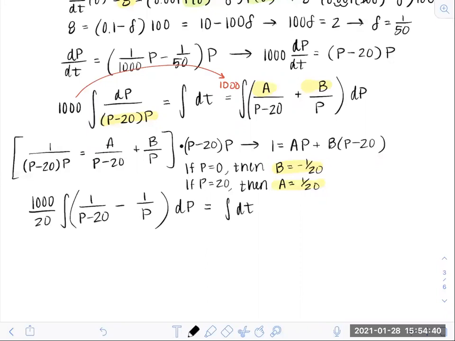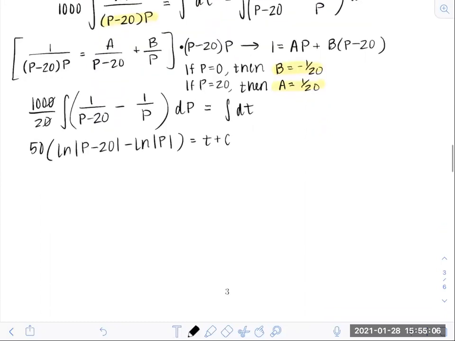So now that we have split up by way of partial fractions, we can go ahead and carry out the integration. 1000 divided by 20 is going to be 50. So I have 50 times the natural log of the absolute value of p minus 20 minus the natural log of the absolute value of p equals t plus c. Now I'm going to combine those natural logs just because it'll be a little bit more compact. I have 50 natural log of p minus 20 over p equals t plus c.